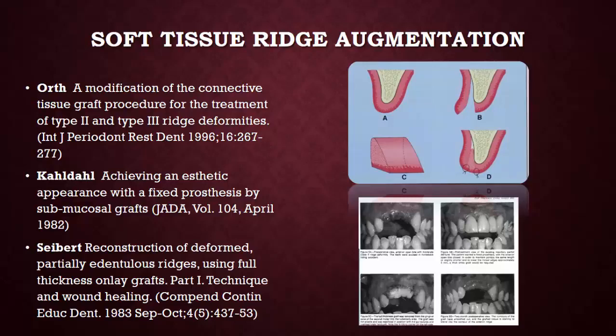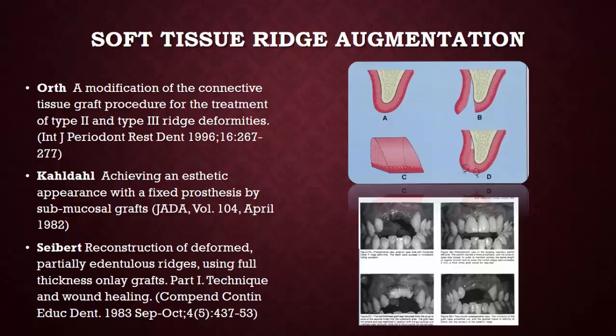So this kind of technique can help to minimize any bad appearance of the pink porcelain, especially if the patient has a high smile. It's not always good to use pink porcelain to overcome the ridge deficiency. Sometimes we have to do soft tissue grafts.